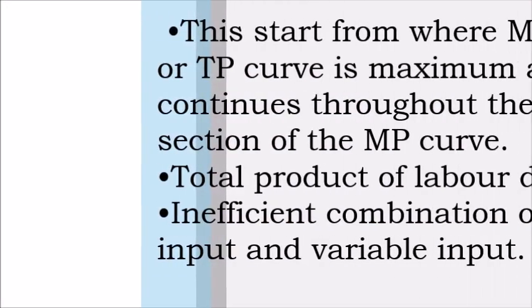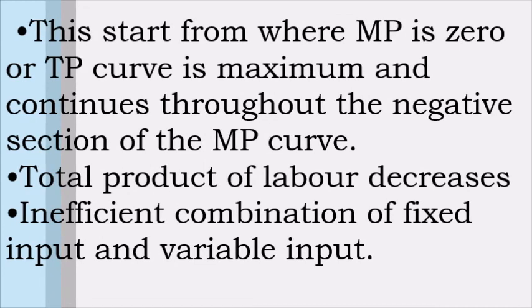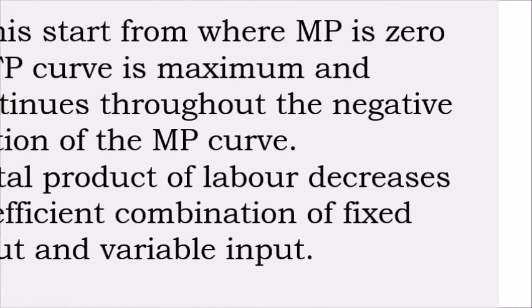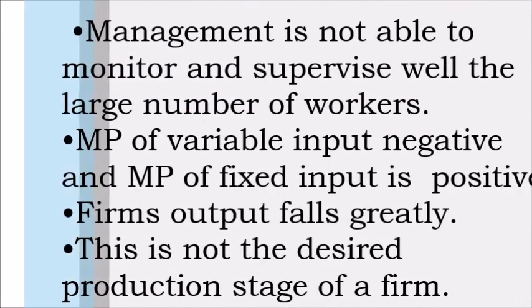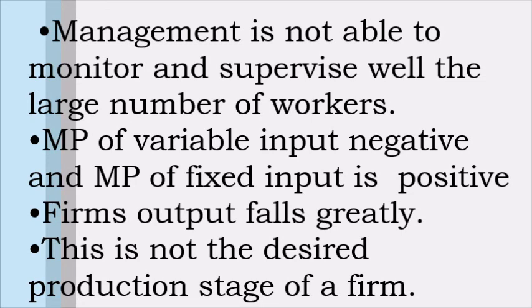Stage 3. This starts from the point where MP is 0 or TP is maximum and continues throughout the negative section of the MP curve. Total product of labor decreases at this stage as workers' productivity falls. Management is not able to monitor and supervise well the large numbers of workers, some of whom have become redundant. The marginal product of workers becomes negative, leading to what we term negative returns. You find out that the MP of labor curve falls below 0 and is now negative.